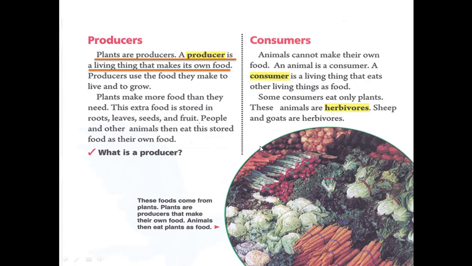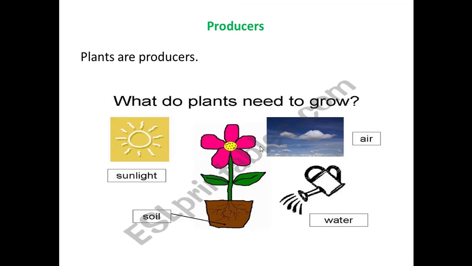And guys, after that we studied what? We studied producer. What's producer? Plants are producers, guys. Why? Because plants can make their own food from sunlight, air, water, and soil. You need these 4 things for making food. That's why plants are producers.